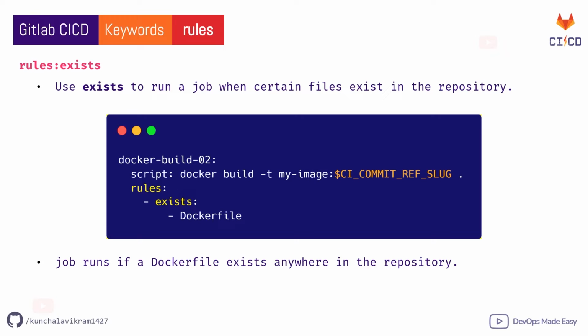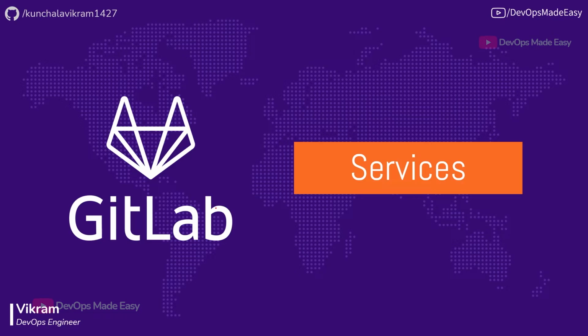And sometimes I also need to run a particular job when a certain file exists. Let's say this Docker build job, which is containerizing your application, runs only when there is a Docker file. So if there is no Docker file, your Docker build command will definitely fail. So here the rule says if Docker file is existing, then only you run this particular job inside the pipeline.